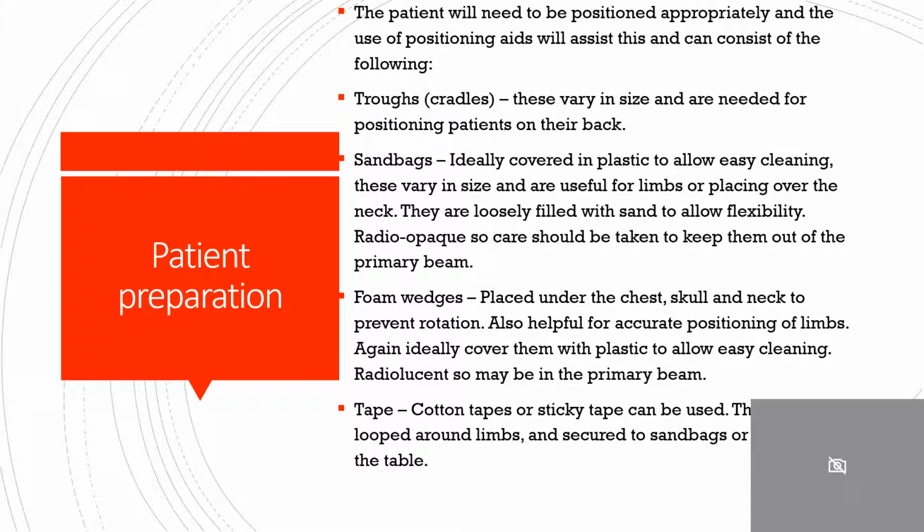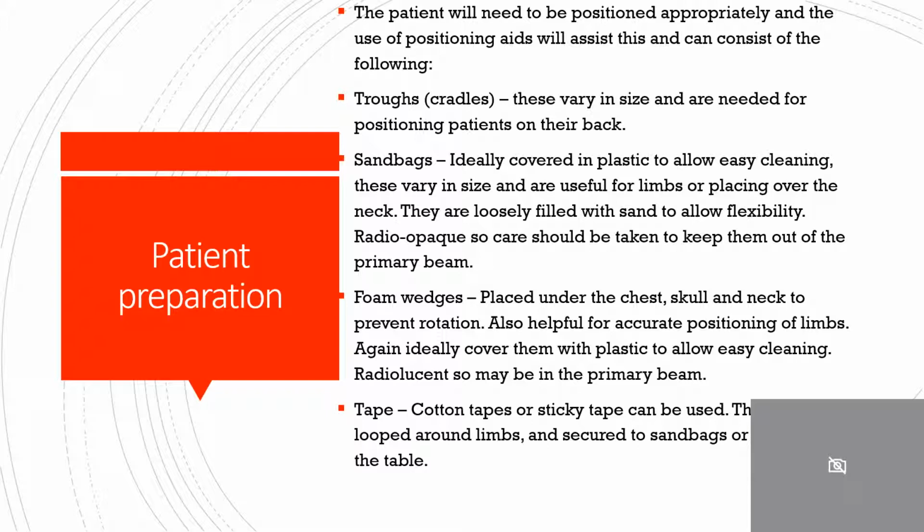The patient will need to be positioned appropriately, and the use of positioning aids will assist this and can consist of the following: troughs or cradles, which vary in size and are needed for positioning patients on their back. Sandbags, ideally covered in plastic to allow for easy cleaning. These vary in size and are useful for limbs or placing over the neck. They are loosely filled with sand to allow flexibility. They are radio-opaque, so care should be taken to keep them out of the primary beam.